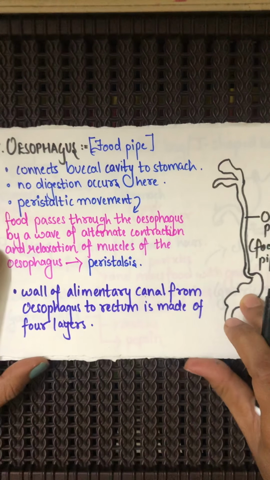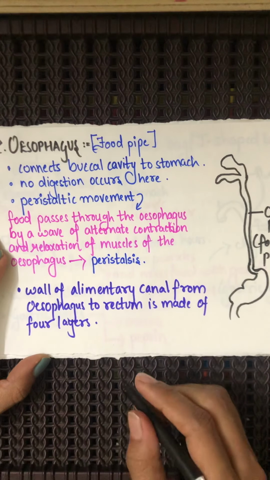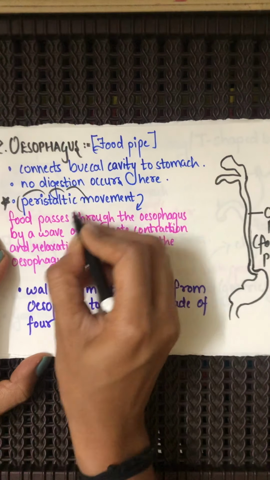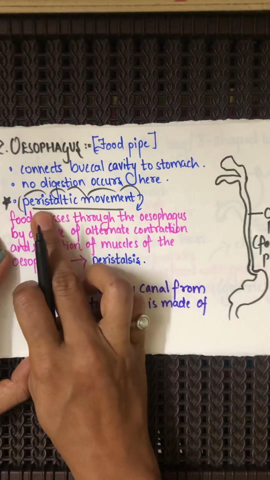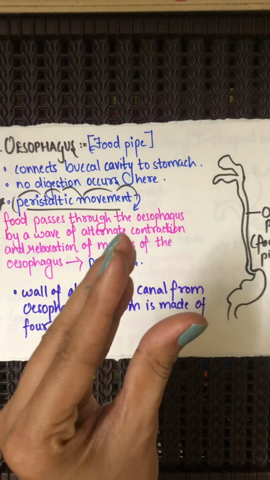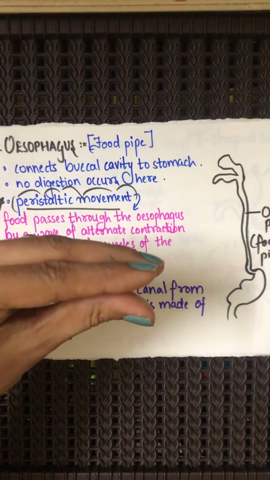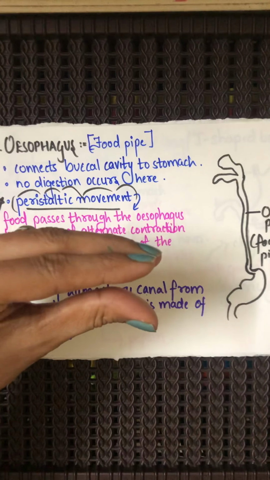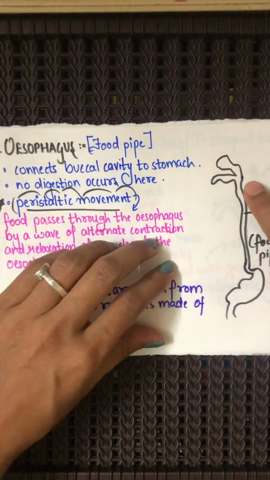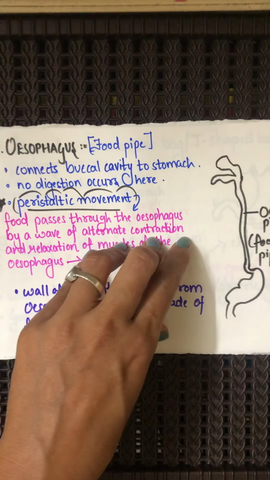Yes, and it performs a very important movement that is termed the peristaltic movement. Which movement? Peristaltic movement. What is peristaltic movement? That is continuous contraction, relaxation, contraction, relaxation. Contraction and relaxation of this pipe will help the food.